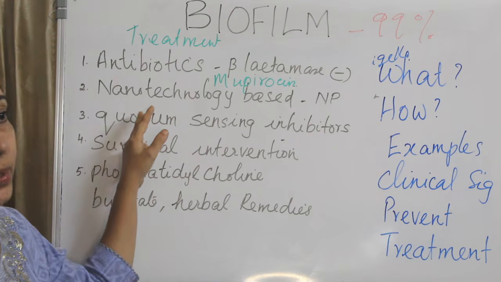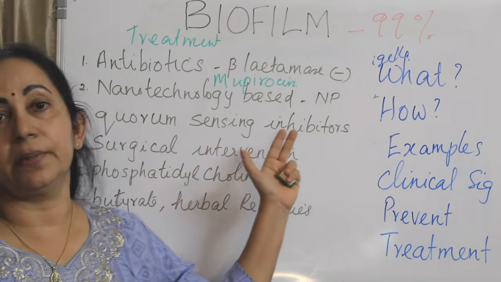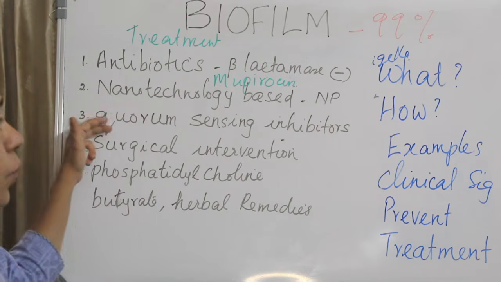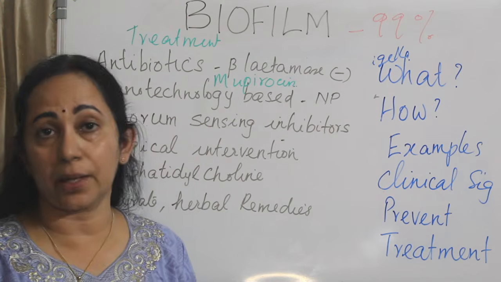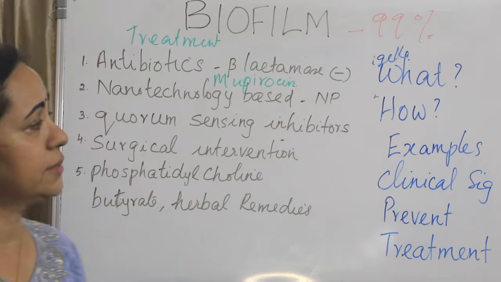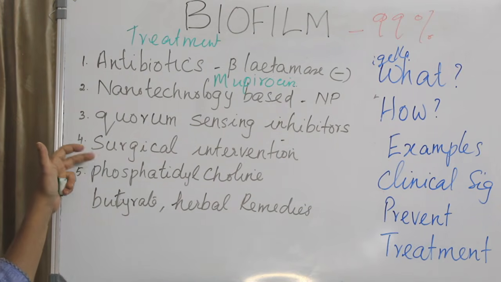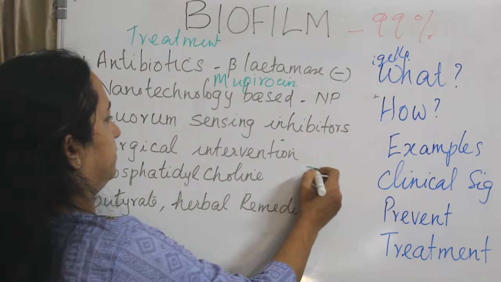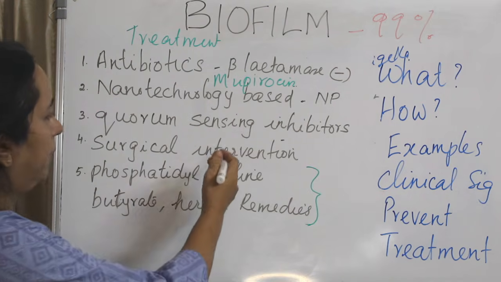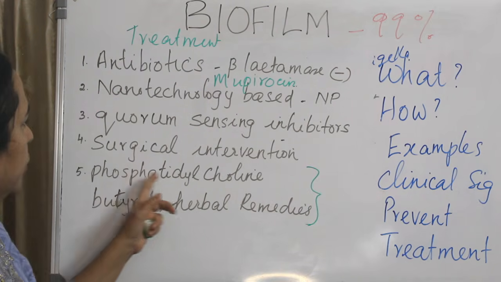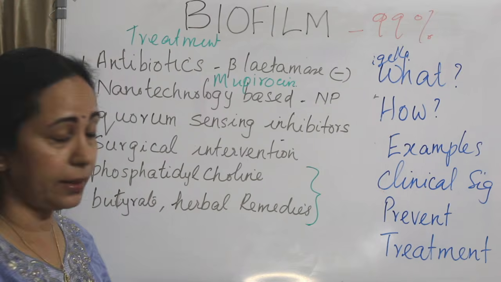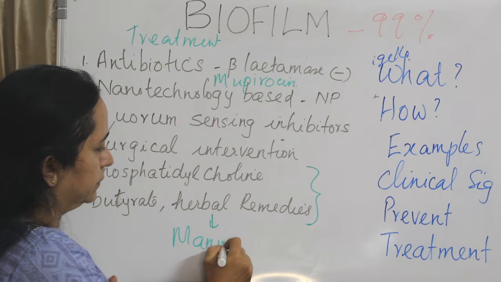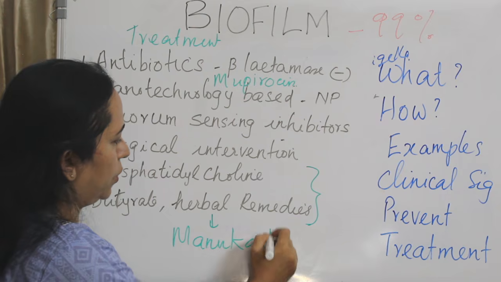Then along with the antibiotic, you can add nanotechnology based nanoparticles as antibiotic. Then quorum sensing inhibitors like macrolide antibiotics. Then also along with the antibiotic, these are all biofilm inhibitors: phosphatidylcholine, butyrate, and herbal remedy, especially manuka honey. So much research is going on this.